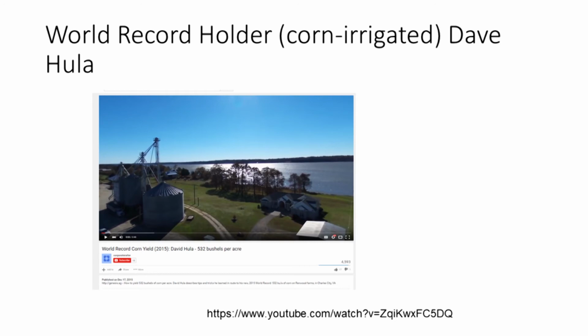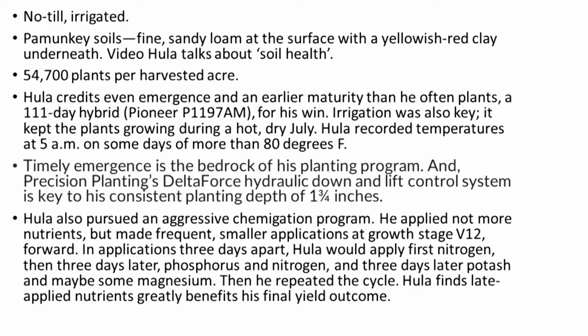In Ontario, the average corn yield is about 180 bushels an acre, so this is significantly higher than that. This is all taken from magazines that interview Dave and ask him to describe his management practices. He's in a no-till system, irrigated like I mentioned, on fine sandy loam. In the video linked in the last slide, he talks quite a bit about soil health, and I'll just let you read some of these management practices he does.